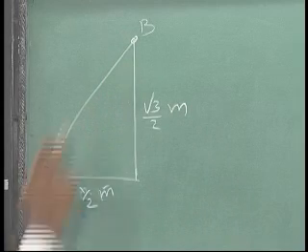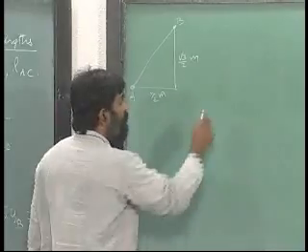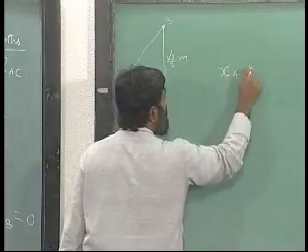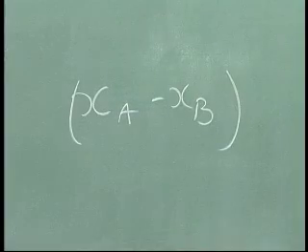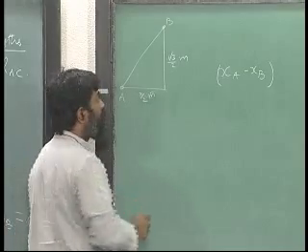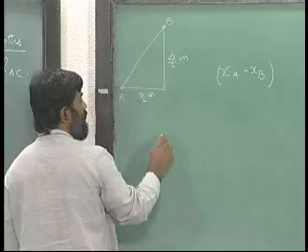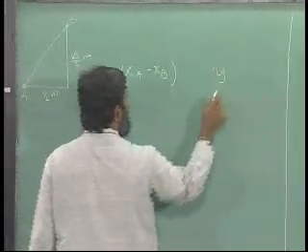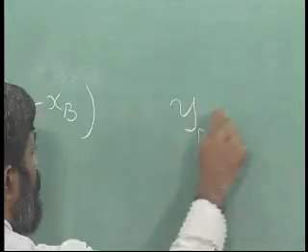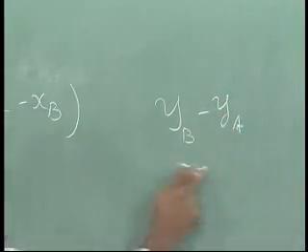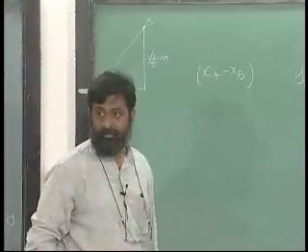Is xa greater than xb? The answer is yes. So if I write xa minus xb, that is a positive quantity, which is this length. And how about this? yb is greater than ya, so I will write it as yb minus ya, so that I am handling only the positive values.